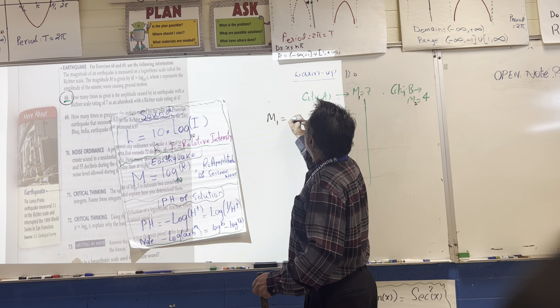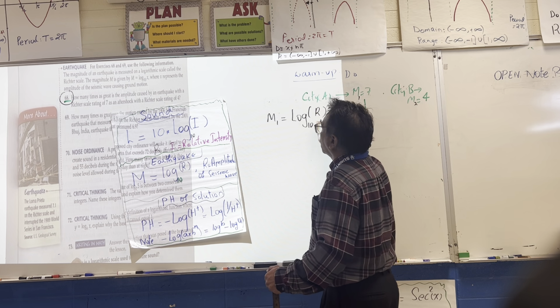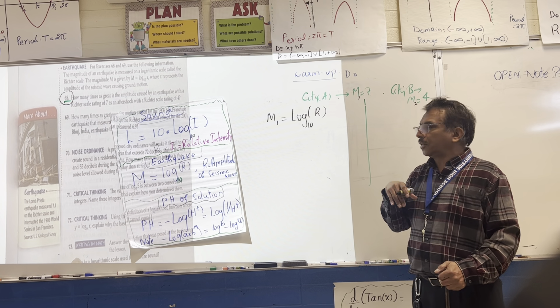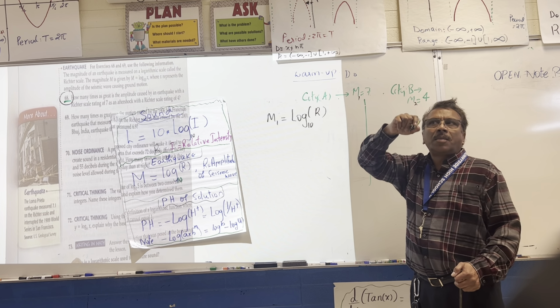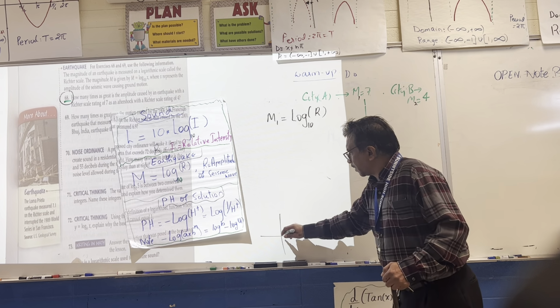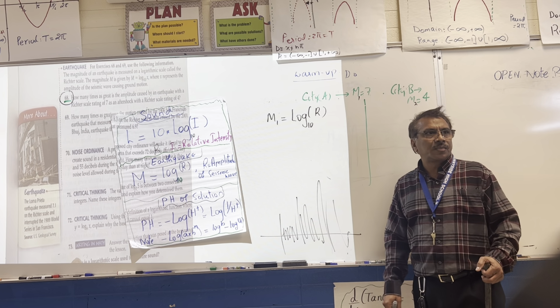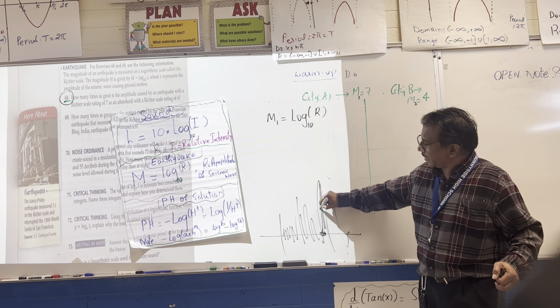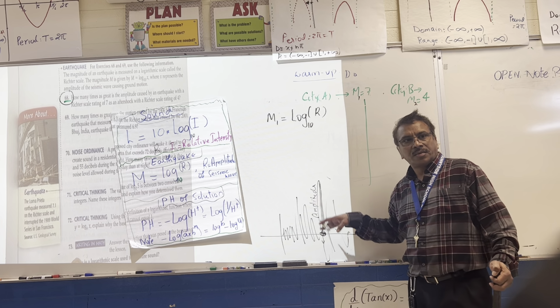so M1 is logarithm to the base 10 of R. R is the relative intensity, or on the Richter scale, it is like the movement, the amplitude, how high it goes. So that's the maximum it can go, from this spot to this spot. That's the amplitude. Of course, it goes down also, but it's always compared to the midline. Make sense?